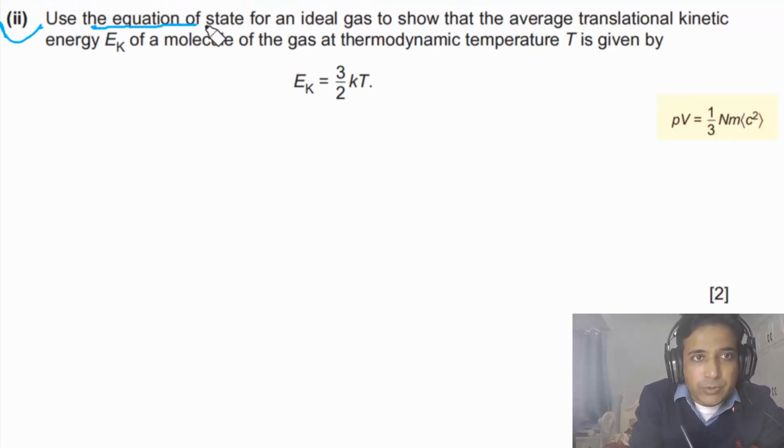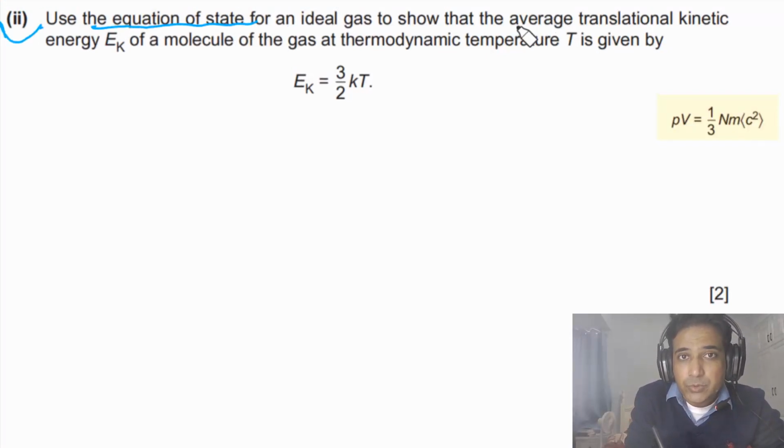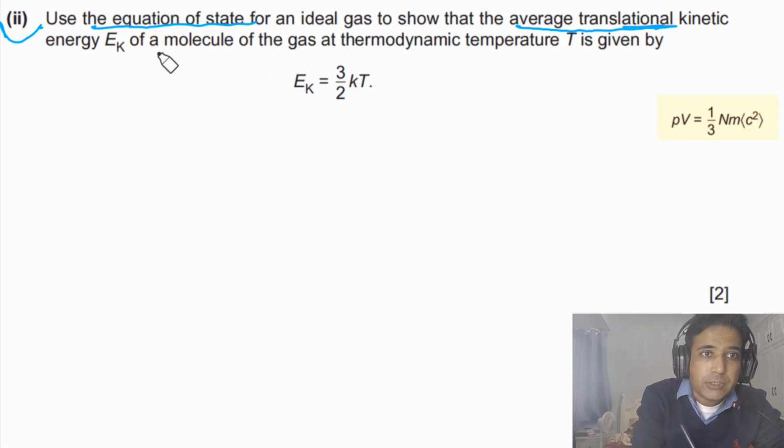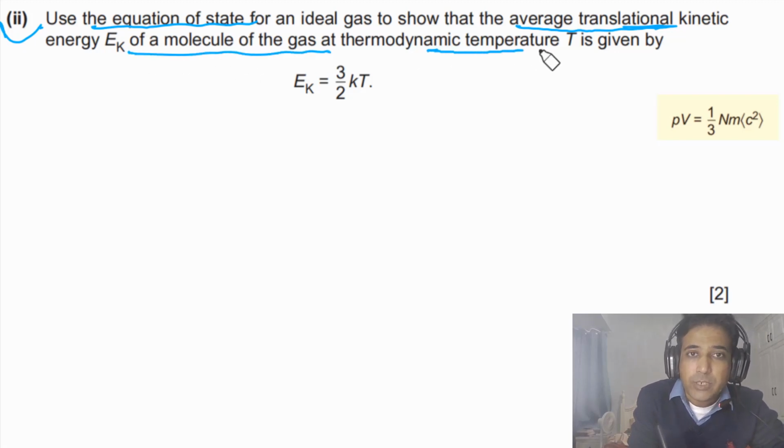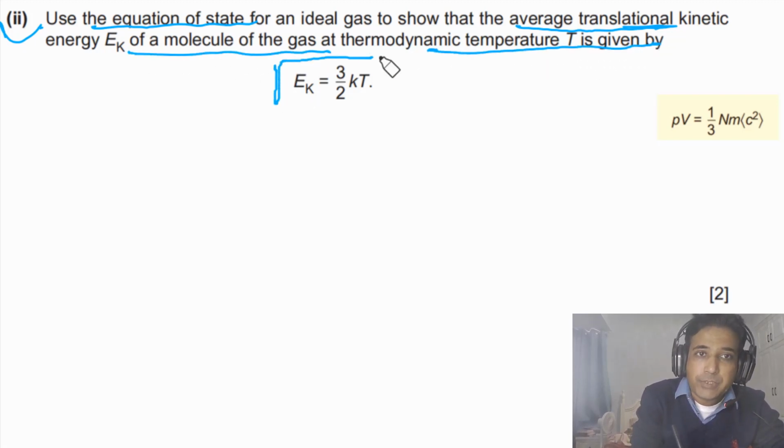The second part says use the equation of state for an ideal gas to show that the average translational kinetic energy of a molecule of the gas at thermodynamic temperature is given by this equation.